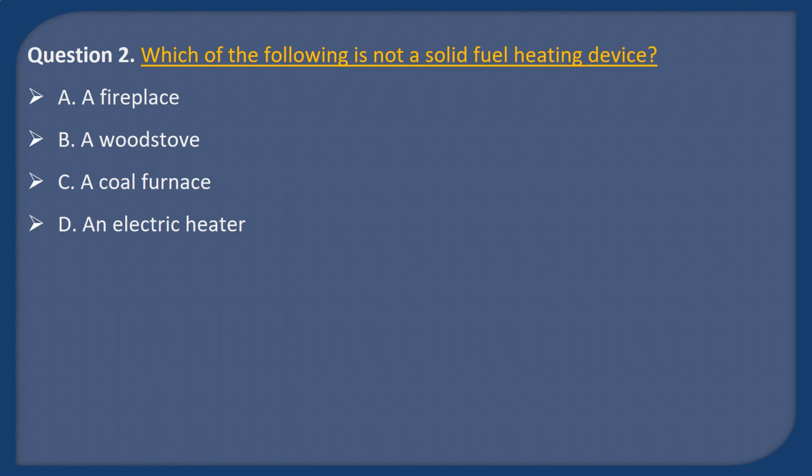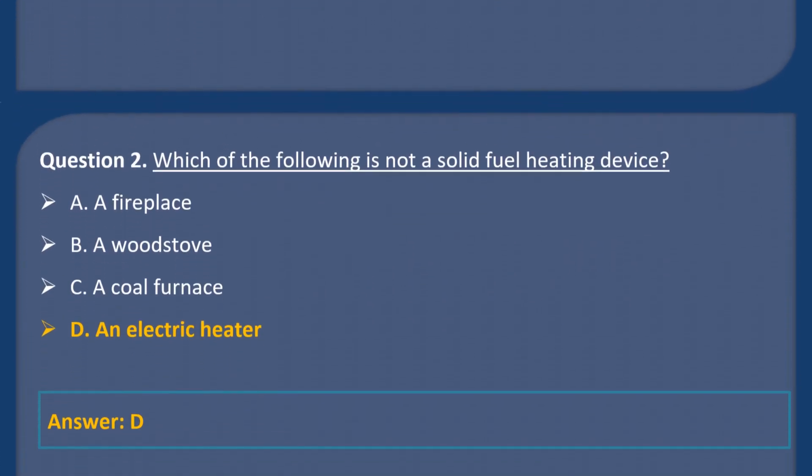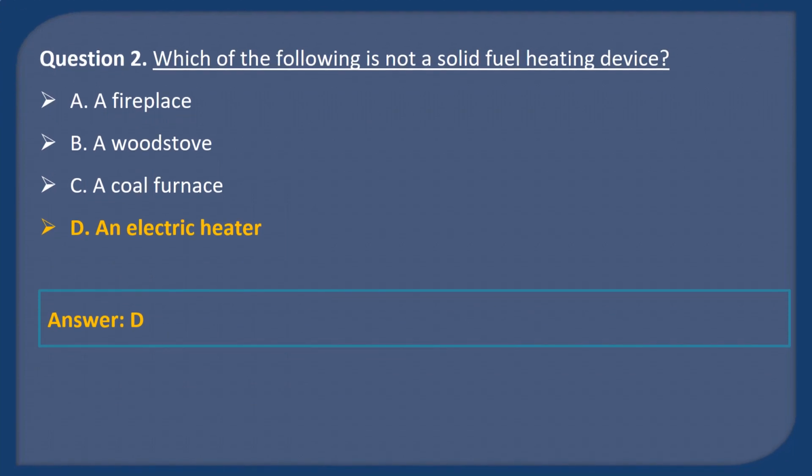Question 2. Which of the following is not a solid fuel heating device? A. A fireplace, B. A wood stove, C. A coal furnace, D. An electric heater. Answer D.